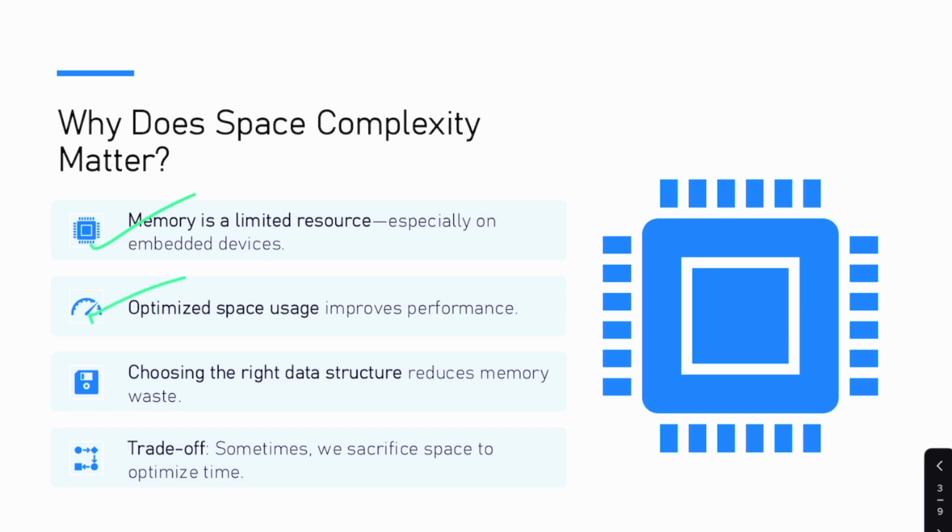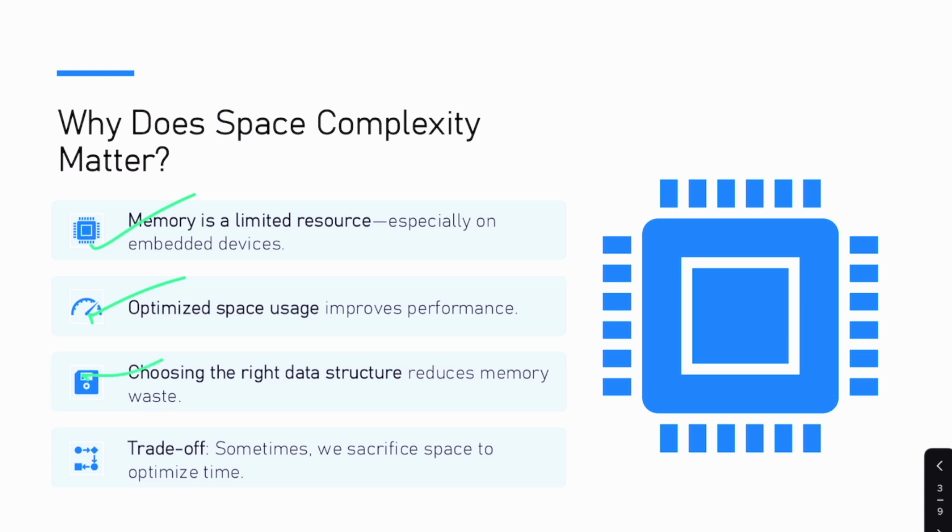All right, let's see the second point. Optimizing the space improves performance. What is meant by that? Let's consider two programs. If two programs solve the same problem, but one uses half the memory of the other, which one do you think is better? You will say the one that uses less memory, right? So we have to try to optimize the space usage. Just now I told you, if two programs solve the same problem and one uses half the memory of the other, then we pick the one that uses less memory.